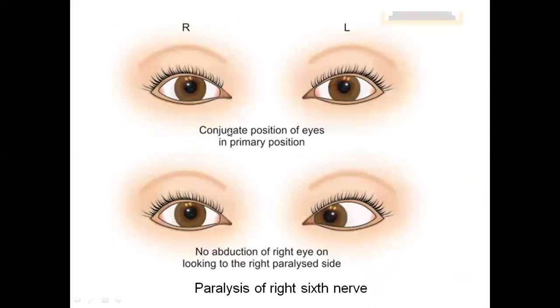Okay, so conjugate position, this is the normal position. Now, in case the sixth nerve is paralyzed, there is no abduction of the right eye on looking to the right, the paralyzed side. Okay, that is no abduction. This is strictly an adducted position, because the lateral rectus is not functioning.